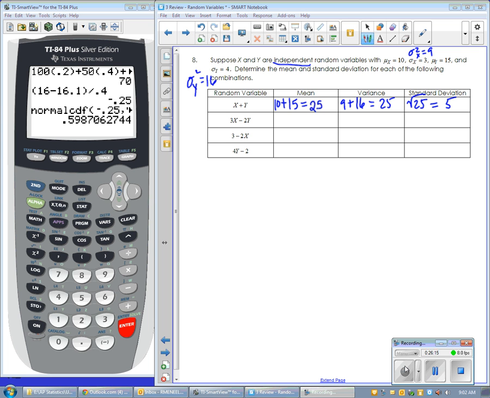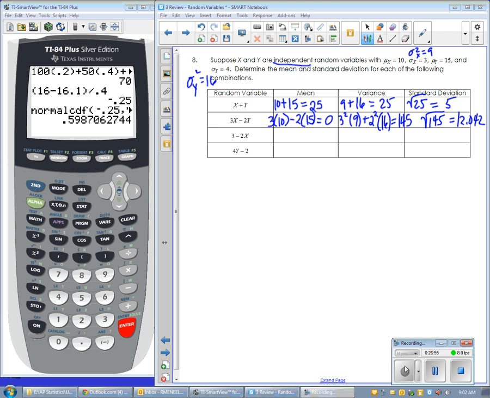Okay, for the next one, we've got 3x minus 2y. Again, we're going to do the same thing to the mean. So that's just going to be 3 times 10 minus 2 times 15, and that gives us 0 as the new mean. The variance, remember, we never subtract the variance. We always add. And when I'm multiplying by a constant, I have to square it first. So that's going to be 3 squared times 9, plus, and think about it, negative 2 when I square it is going to end up being positive 4 anyway. But it's going to be plus 2 squared times 16, and that's going to give me 145. To get the standard deviation, I take the square root of that, and I get 12.042.